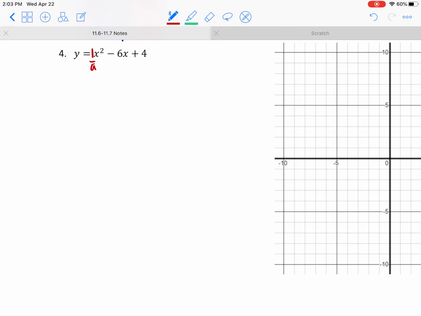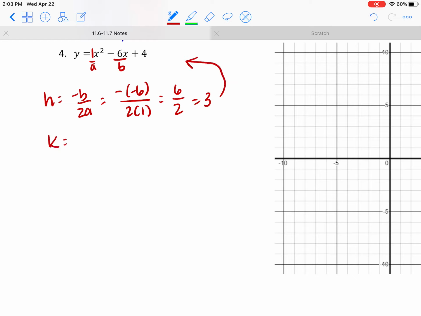So this is another, and feel free to pause if you want to try it, but this is another one in standard form. I cannot tell where the vertex is by looking at it, so I'm going to have to calculate it. So a is 1 and b is -6. So we're going to calculate h. H is -b over 2a, that was the formula. So -6 over 2 times 1. This time it's +6 over 2, which is +3.